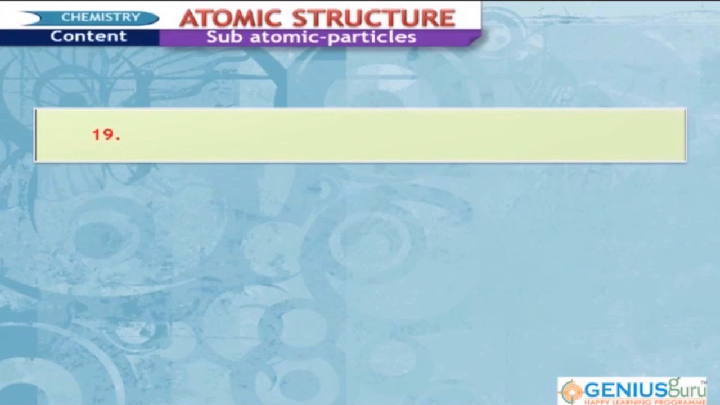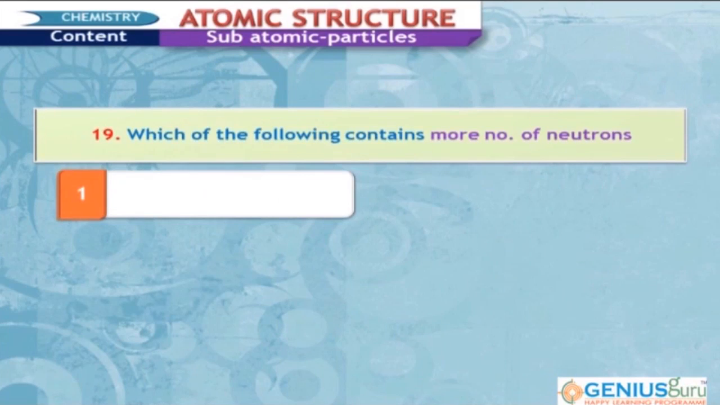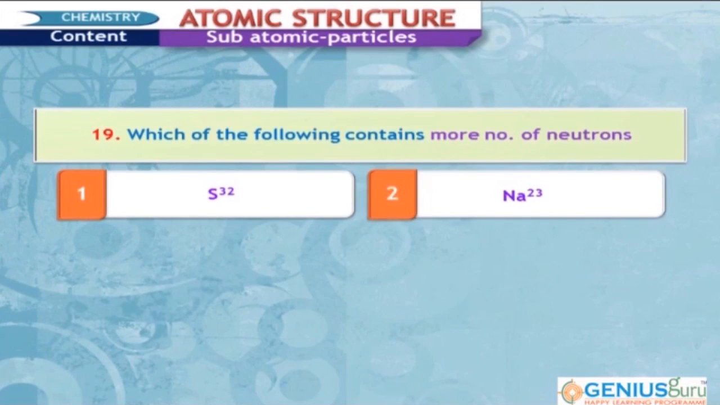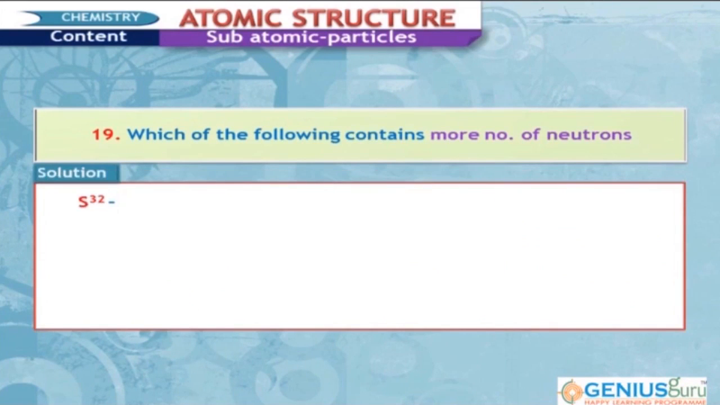The next question is, which of the following contains more number of neutrons? Here are the options. The first one is sulfur 32, second one is sodium 23, third one is Fe, that means iron 56, fourth one is calcium 40. The first one is sulfur 32. The number of neutrons is equal to A minus Z, that means mass number minus atomic number. By using that formula, we arrive at 32 minus 16, which is equal to 16. So therefore, sulfur 32 isotope contains 16 neutrons.